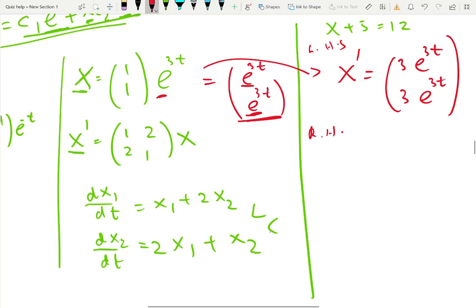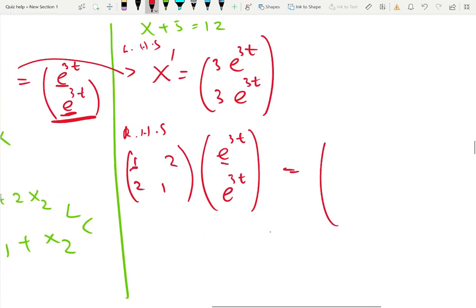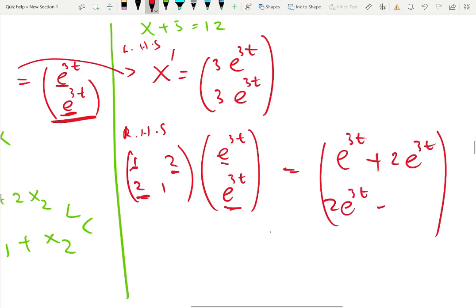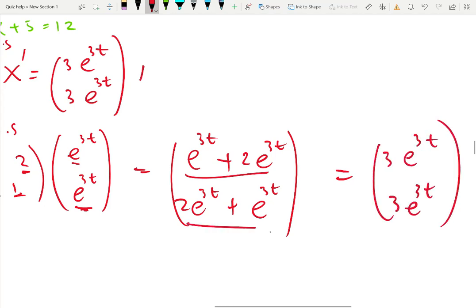Let's look at the right hand side. Now for the right hand side, what you have to do is multiply this matrix by X. What is X? This guy. So e^(3t), e^(3t). Okay, so let's multiply. So 1 times e^(3t), e^(3t), plus 2 times e^(3t), 2e^(3t). That's matrix vector multiplication. 2e^(3t) plus 1 times e^(3t), e^(3t). Okay, so what do we get? Here e^(3t) plus 2e^(3t) is 3e^(3t). Here also 3e^(3t). So this is the right hand side.